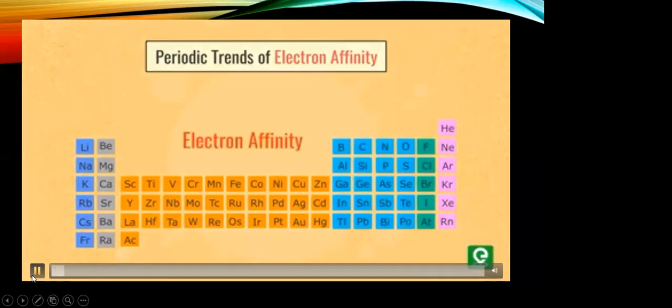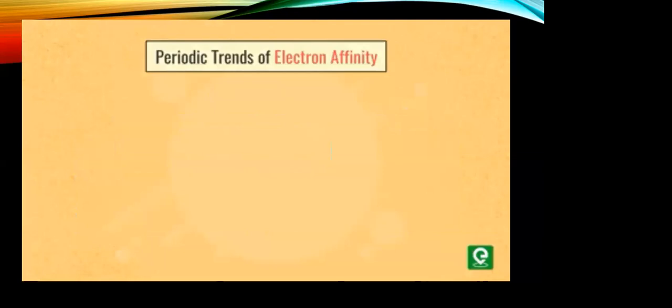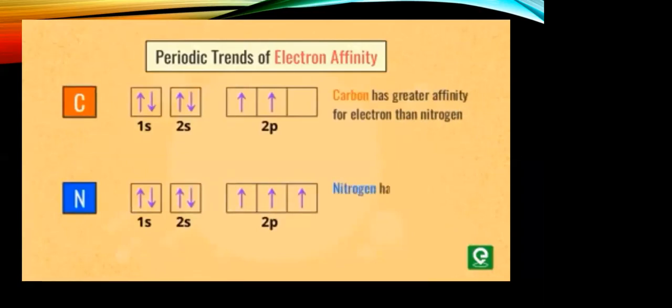In a period, electron affinity increases from left to right. An exception occurs in the case of carbon and nitrogen. Carbon has greater electron affinity than nitrogen because nitrogen has a more stable half-filled valence shell electronic configuration.